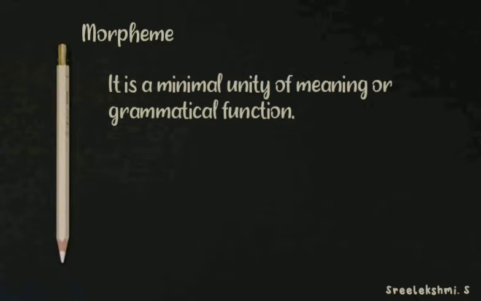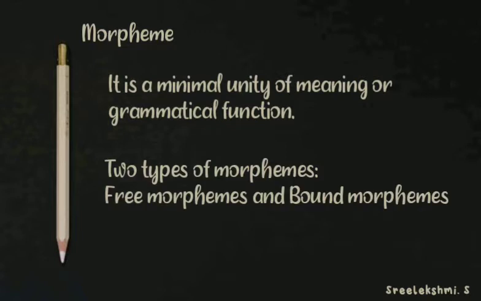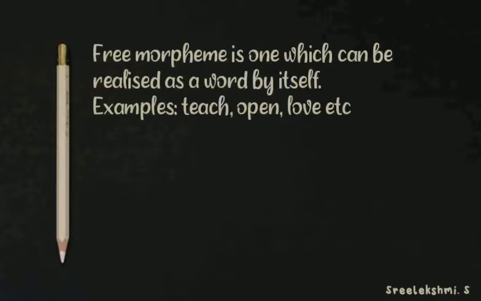Morpheme is a minimal unit of meaning or grammatical function. We can divide morphemes into two types, free morphemes and bound morphemes. A free morpheme is one which can be realized as a word by itself. For example, different content words: teach, open, love, etc.